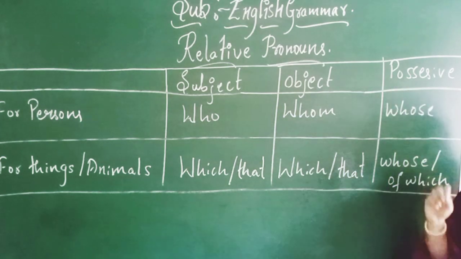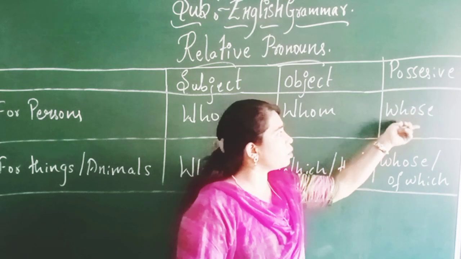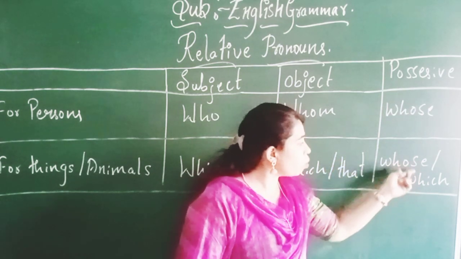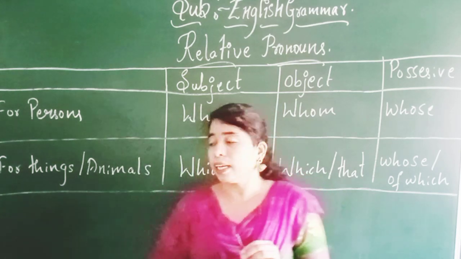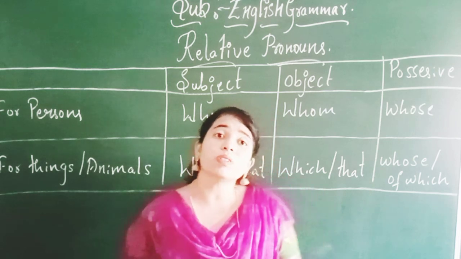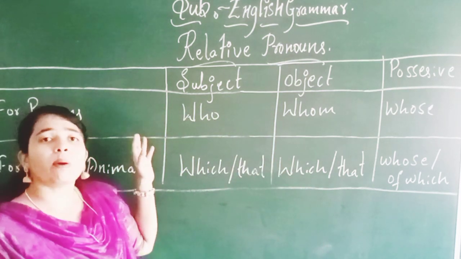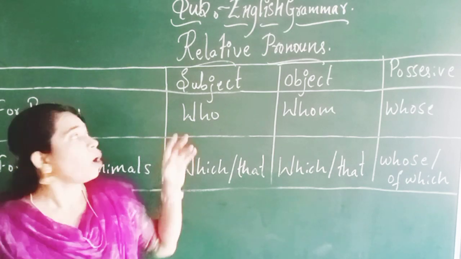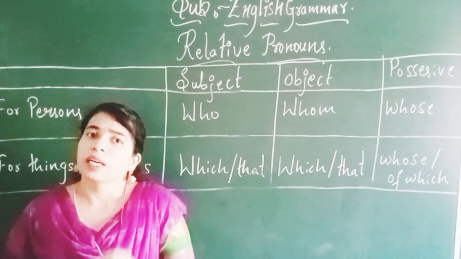For the possessive case, we have to use whose, and whose or of which for things and animals. These are the rules of using relative pronouns in the case of subject, object and possessive case.